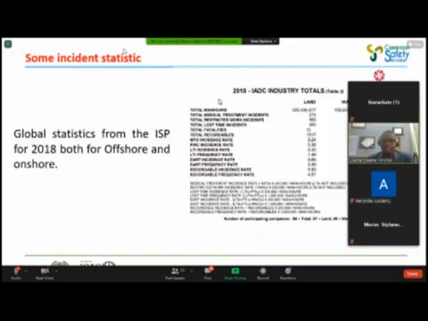Now, statistically, these statistics are from 2018, published by the IADC through the ISP program. If you can see here, the total number of working hours for land operations was 225,436,617 man hours. For water it is 159,508,289, giving a total of 384,944,906 man hours.